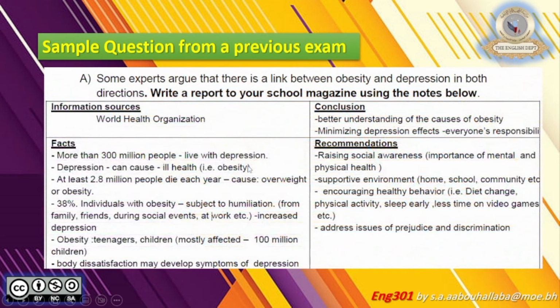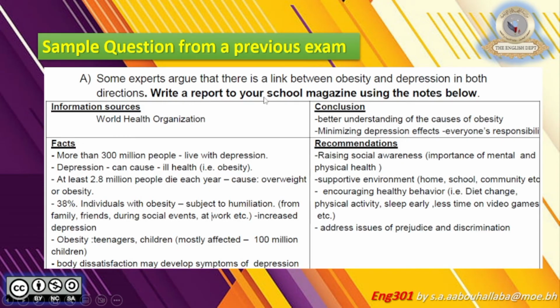Let's look at the example. Here it is. It says, some experts argue that there is a link between obesity and depression. You are not a specialist. You are not an expert in studying obesity, which is being very fat, like a disease, not in a normal way, and depression, the bad mood that people usually have. Okay, so they say that there is a link between them. Well, in both directions, it means that obesity can cause depression and depression can cause obesity.